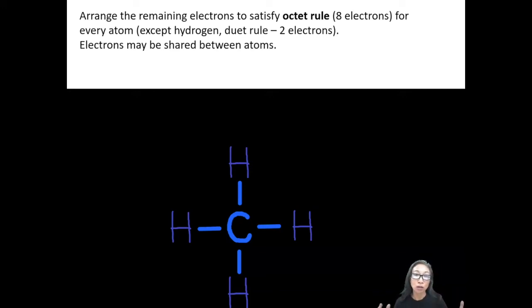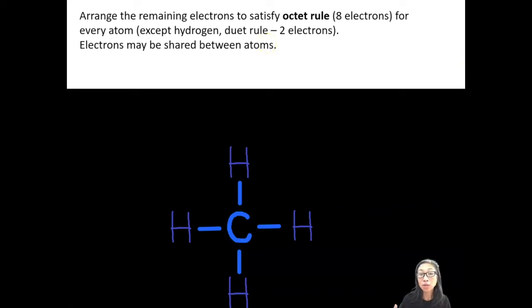Hydrogen obeys the duet rule, and all the other atoms obey the octet rule. Both are the same idea, which is having a filled valence shell. That's the outermost energy level having 8 electrons, which is the octet rule, for all the atoms in the periodic table. They have the family number, which is 1, 2, 3, 4, 5, 6, 7, but not 8. So to have a filled valence shell, atoms will share, or give up, lose electrons or gain electrons in order to obey the octet rule, or the duet rule for hydrogen.